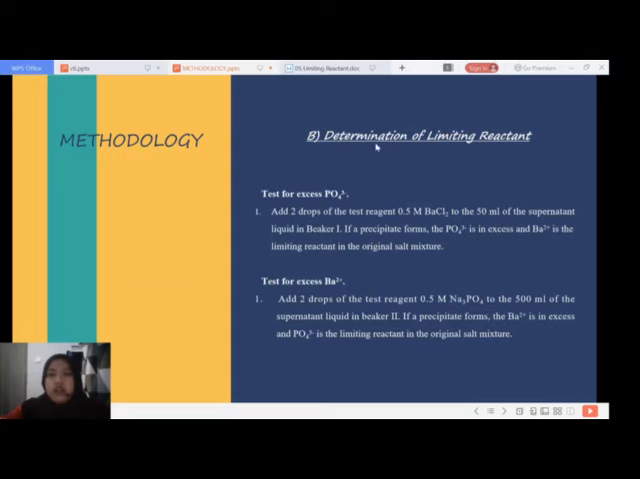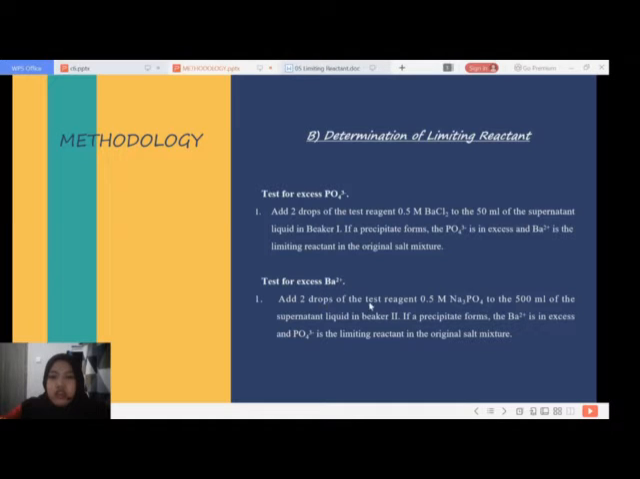In part B, determination of limiting reactant. Test for excess PO4 3-. Add 2 drops of the test reagent 0.5 M BaCl2 to the 50 ml of the supernatant liquid in beaker 1. If a precipitate forms, the PO4 3- is in excess and Ba2+ is the limiting reactant in the original salt mixture. Second, we do a test for excess Ba2+.